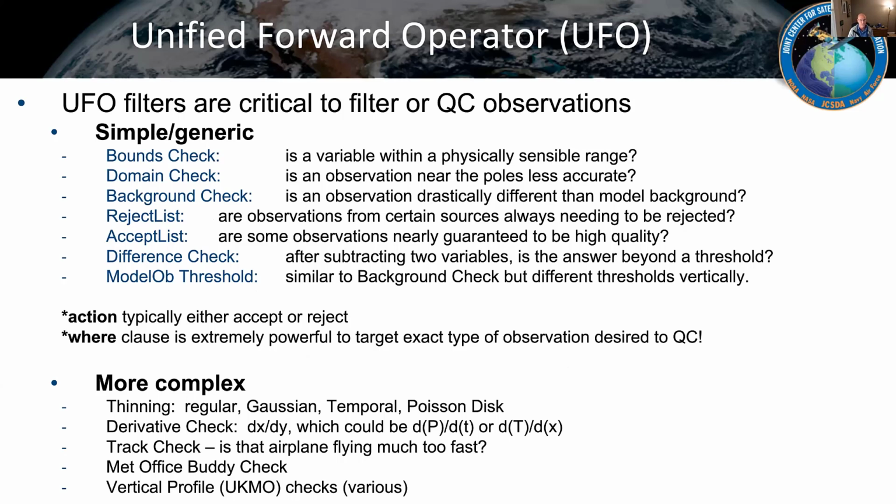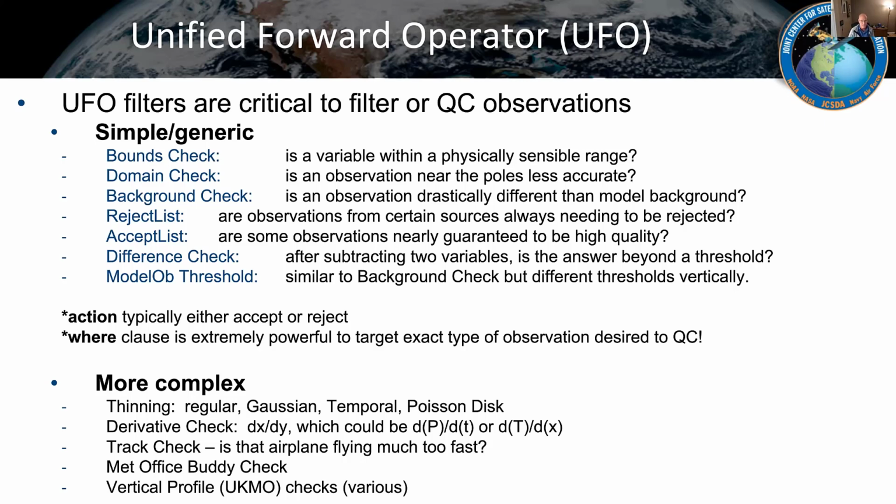We have a bounds check. So I have a little text explanation to the right of each one that sort of says what's going on with it. Is a variable within a physically sensible range? Domain check, is the observation near the poles less accurate? These are just examples. Obviously, domain check could be near the tropics or near the poles. It's just generic for windowing away regions that you might want to eliminate as your data. Background checks, is the observation drastically different than the model background, O minus B essentially.